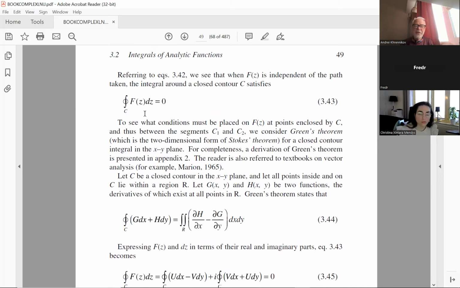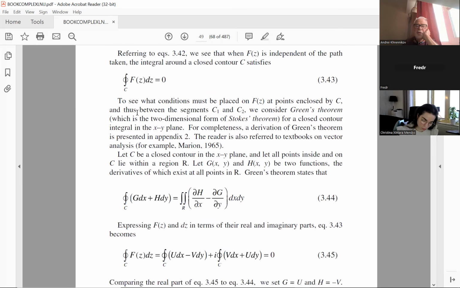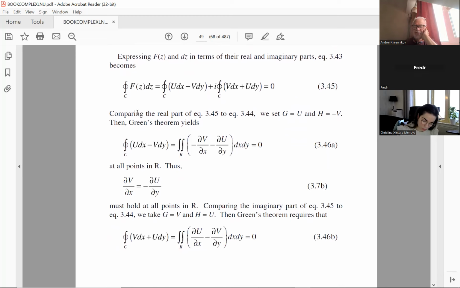If you have any function of a complex variable, its integral over any closed contour is 0 if and only if this function is analytic inside some domain. So analyticity is equivalent to the condition that the integral over any closed contour is 0. Yeah, so we proved this. It is one of the theorems that I think will even be on the exam.